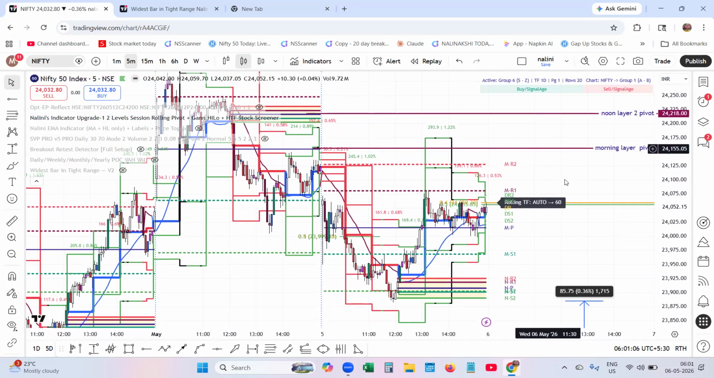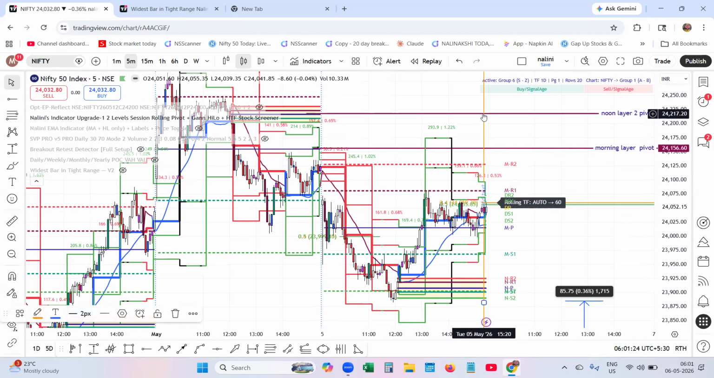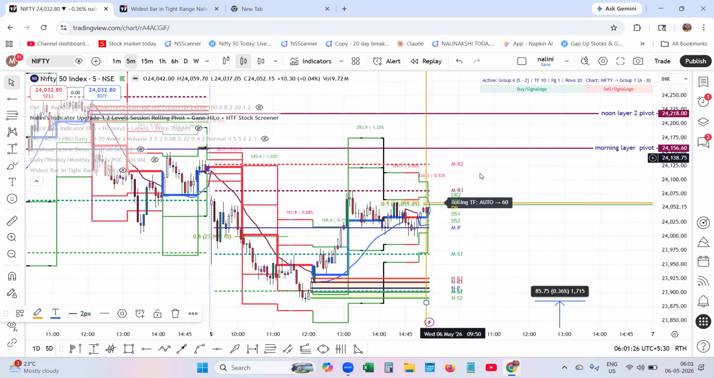If it gaps up, first it may go up to 24,155. Then when it is gapping up and it is continuation of the trend, you need to wait for the retracement. Wait for the retracement. Price may gap up like this. If it gaps up like this, initially it may come down and it may give discount.